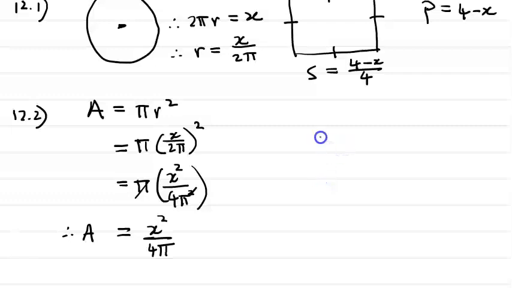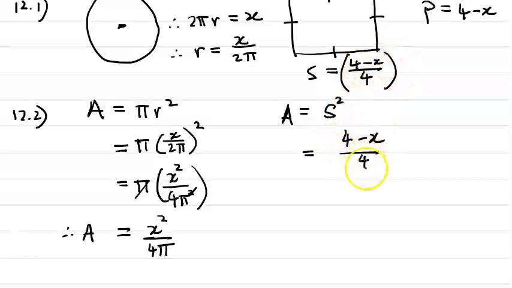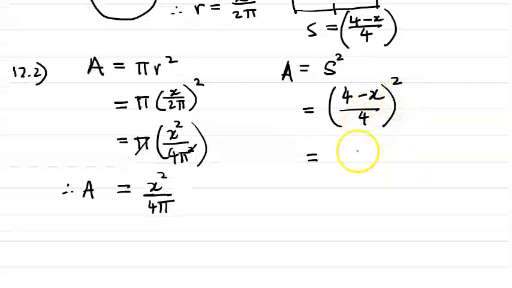Now let's find the area of the square. The area of a square is equal to side squared. So the side is 4 minus x over 4, all squared. So that's now going to equal 4 squared. So let us simplify, or open these brackets out. It will be 16. 4 minus x, let's double the product there, so that's 4 times minus x is minus 4x, times 2 is minus 8x.